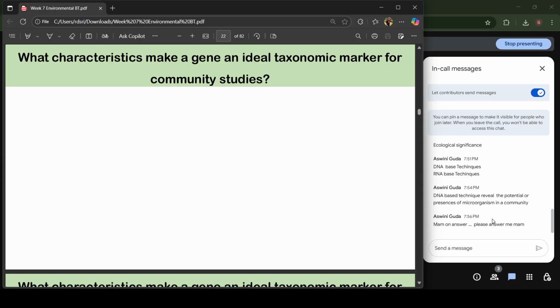So just think about what are all the genes that we call taxonomic markers, and then think on why we are calling them. Then you will get the answer for what characteristics can make a gene an ideal taxonomic marker.